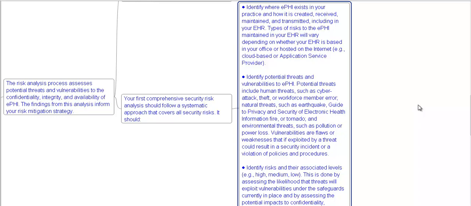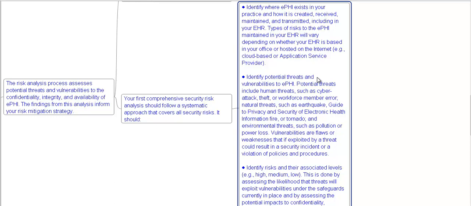Types of risks to the ePHI maintained in your EHR will vary depending on whether your EHR is based in your office or hosted on the internet, for example, cloud-based or application service provider. Identify potential threats and vulnerabilities to ePHI.